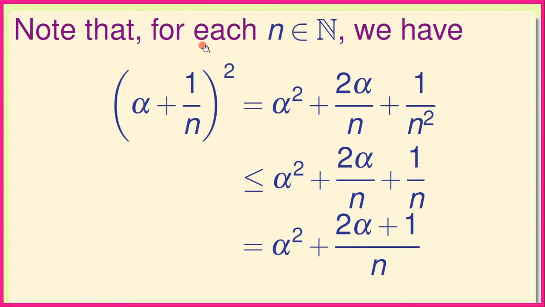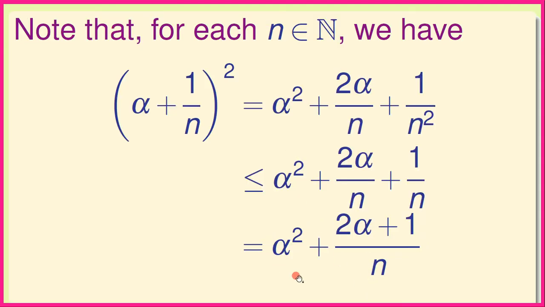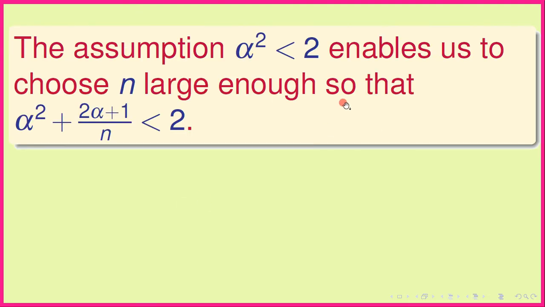Note that for each natural number n we have (alpha plus 1 upon n) squared is less than or equal to alpha squared plus twice alpha plus 1 by n. This is less than or equal to because n is greater than or equal to 1, so 1 upon n squared is less than or equal to 1 upon n. The assumption alpha squared less than 2 enables us to choose n large enough so that this quantity is less than 2. So in that case, (alpha plus 1 upon n) squared will be less than 2. So we have to choose n large so that this is less than 2.